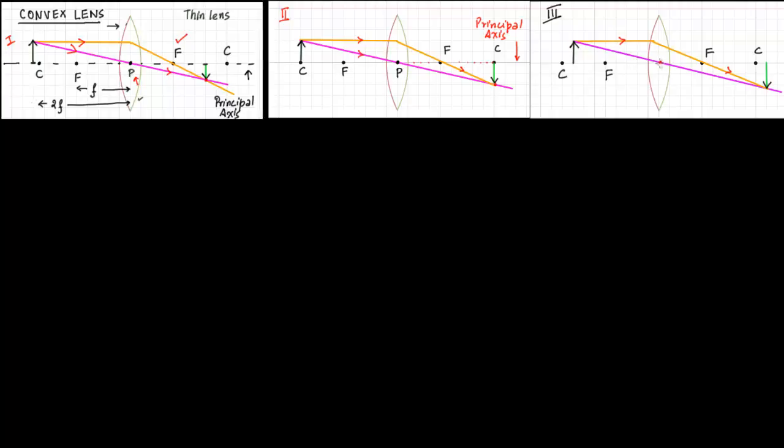It goes through the center, so it does not bend, it goes straight. Both of them intersect below the principal axis, and that's how you get the image in light green.